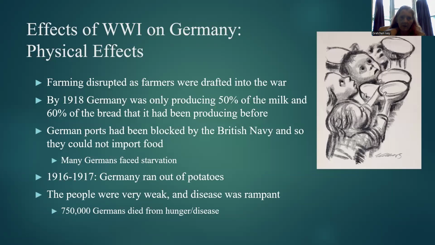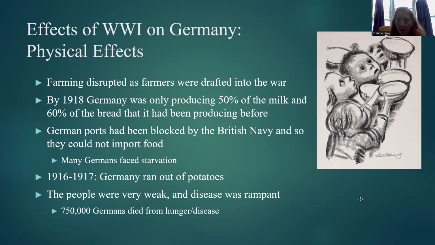So first thing we're going to look at is the effects of World War I on Germany. Europe in general was devastated by World War I. It was called the war to end all wars for a reason. Now Germany was no exception. All able-bodied men had to go and fight on the front. So Germany being a largely agrarian country at the time, this disrupted their farm production greatly. Not that women weren't capable of doing the job, it was just fewer people, so the yields dropped. So by 1918, Germany was only producing 50% of the milk and 60% of the bread that it had been producing before.